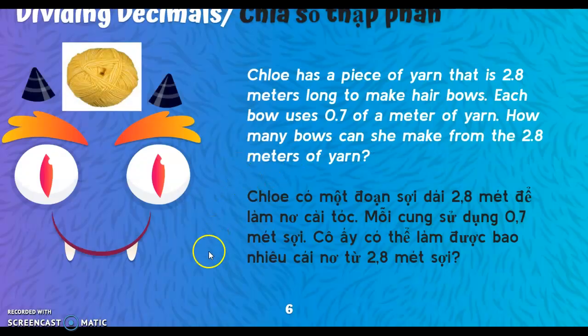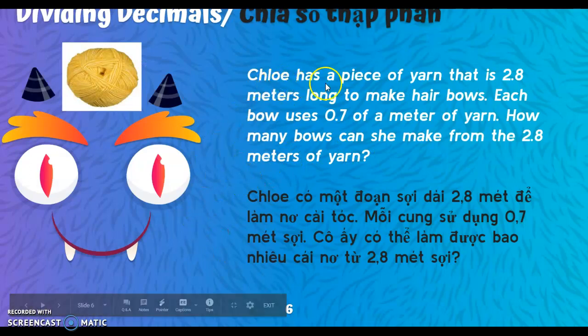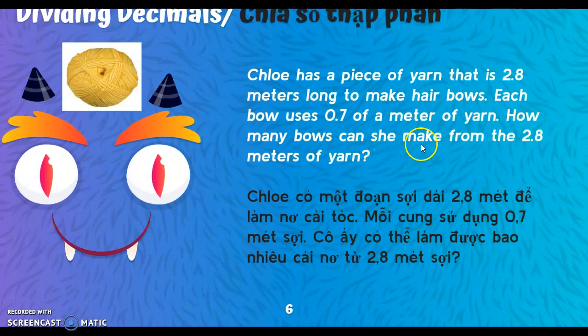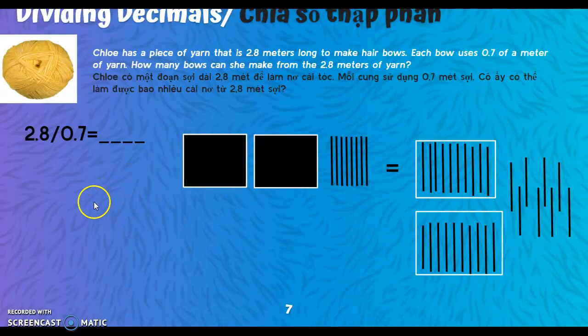Okay, so here's our problem. Chloe has a piece of yarn that is 2 8/10 meters long to make her hair bows. Each bow uses 0 7/10 of a meter of yarn. How many bows can she make from the 2 8/10 meters of yarn? So here's her yarn. She's so excited about making it.